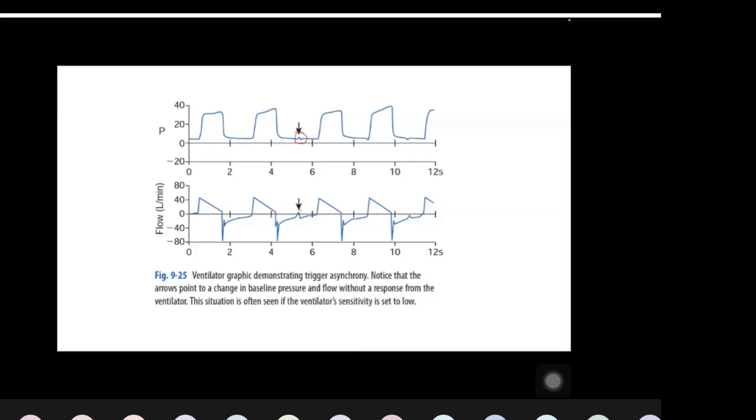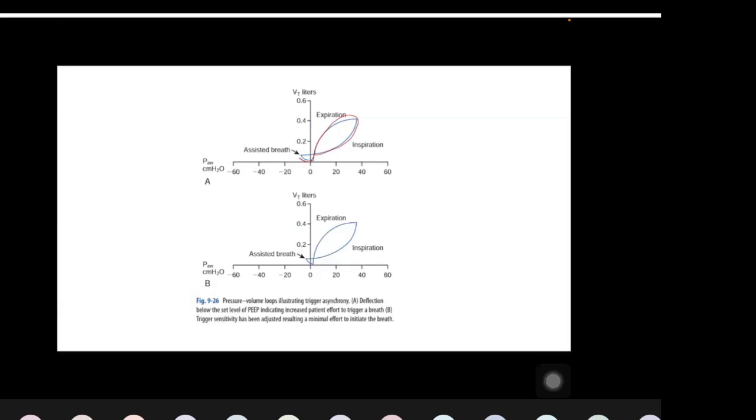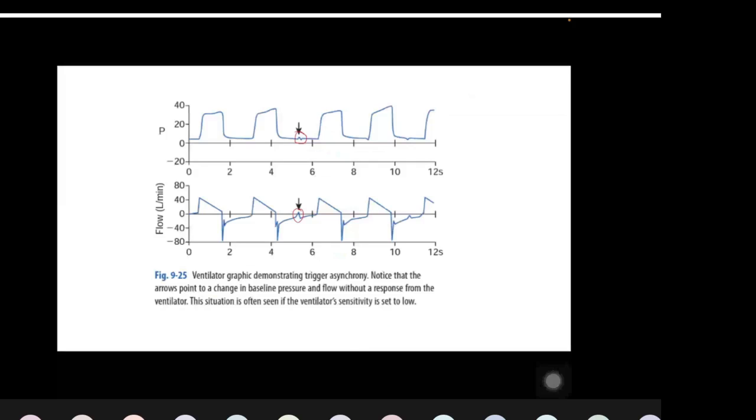Similarly, in a volume pressure loop, an inspiration occurs, an expiration occurs, and the patient will try to inspire. It will cause a negative deflection of the pressure curve here, and actually the deflection will pass below the set level of PEEP. That means the trigger has not been sensed by the ventilator. This is what is known as the fishtailing appearance. Most importantly, you can assess this by assessing the pressure time scalar and flow time scalar.